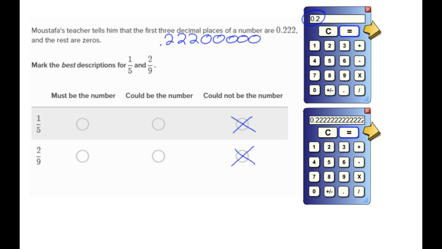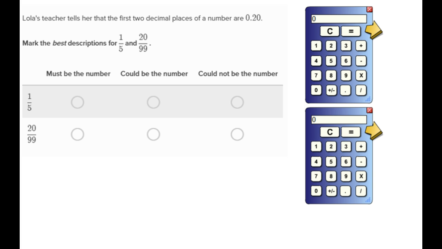Sometimes they will just tell you what the first 2 or 3 digits are, and they will not tell you the rest. They'll just say the first 3 digits. And if this was worded as just the first 3 digits, and they didn't tell you about the zeros, then it could be the number because they start the same, but we don't know if they end the same or not. So let's go on to another one.